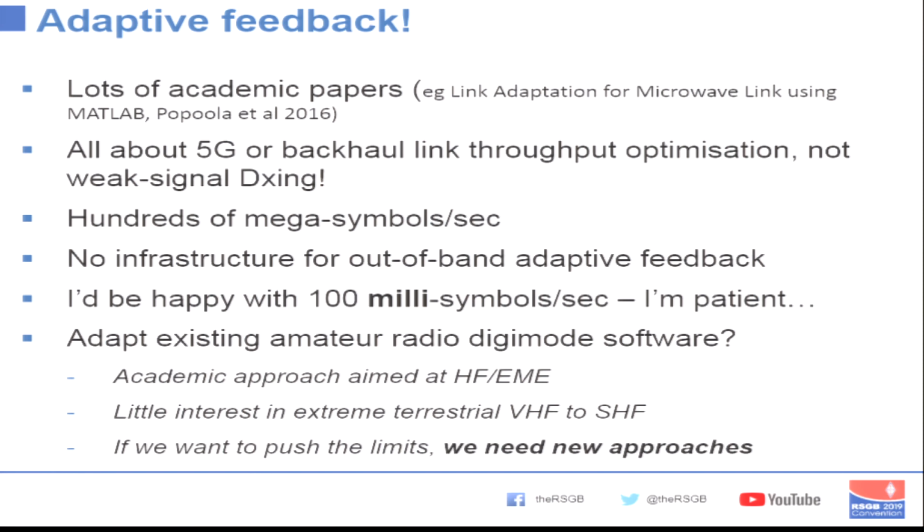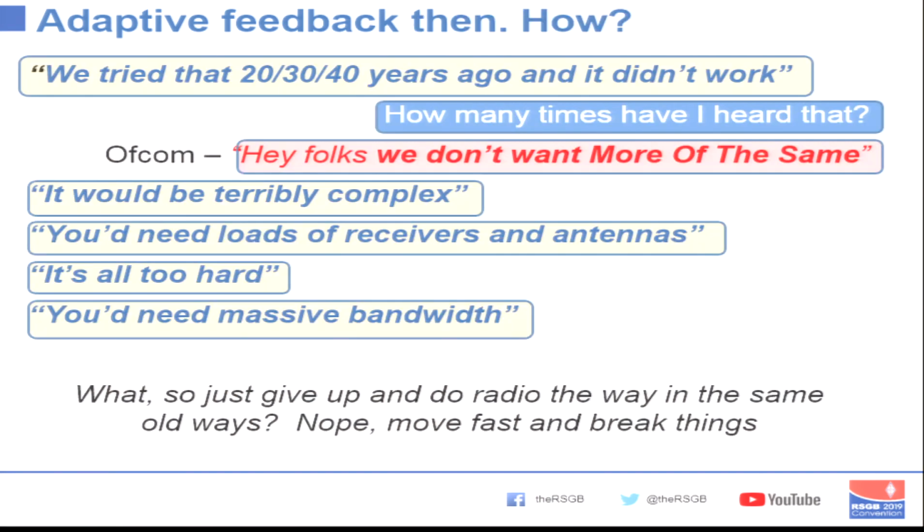I said this was the hard section. So when I discussed this with people, I got these sorts of responses. Oh, we've already tried that and it didn't work. Ofcom have said to us, you've got this new bandwidth, we don't want to do more of the same. So people then say, yeah, but it'd be ever so complicated. You'd need loads of receivers and antennas. Well, what's the problem with that, you know? You'd need massive bandwidth to get this feedback.